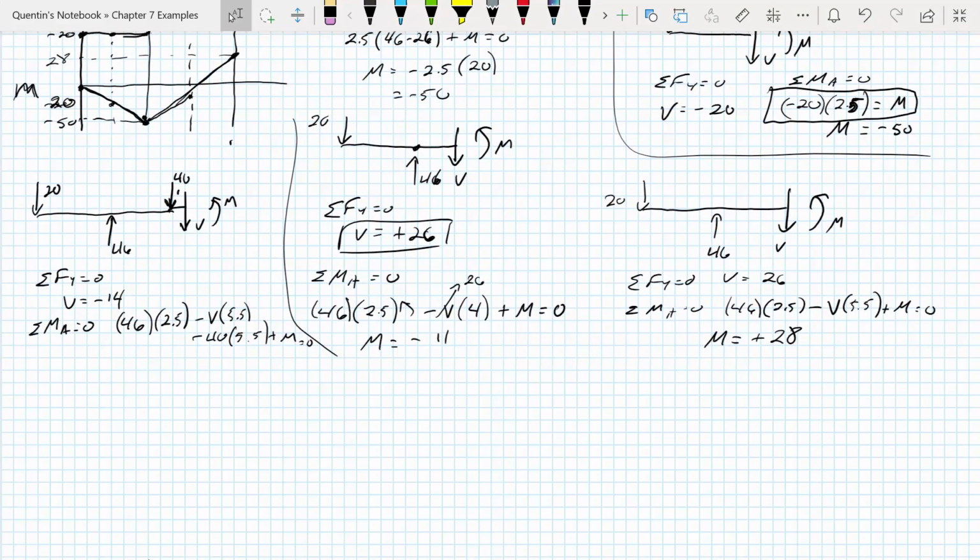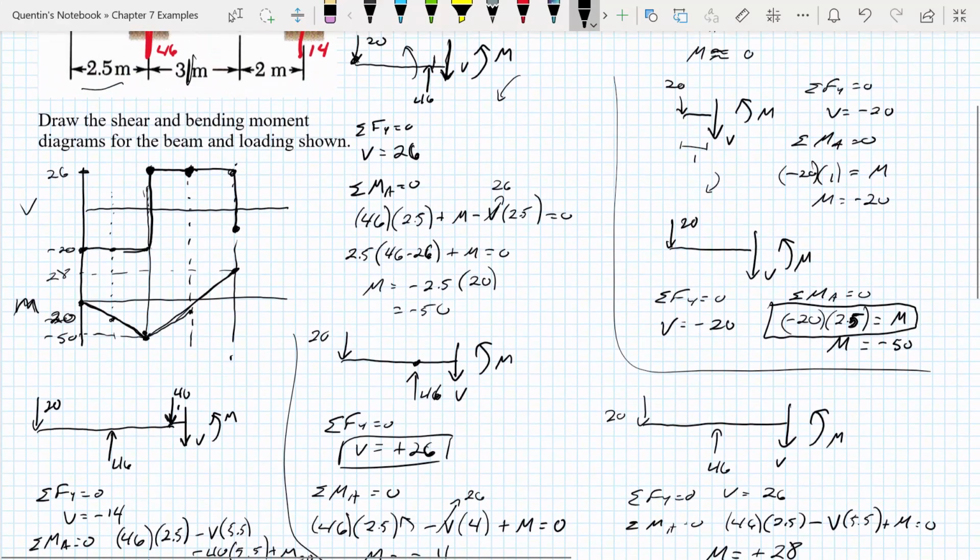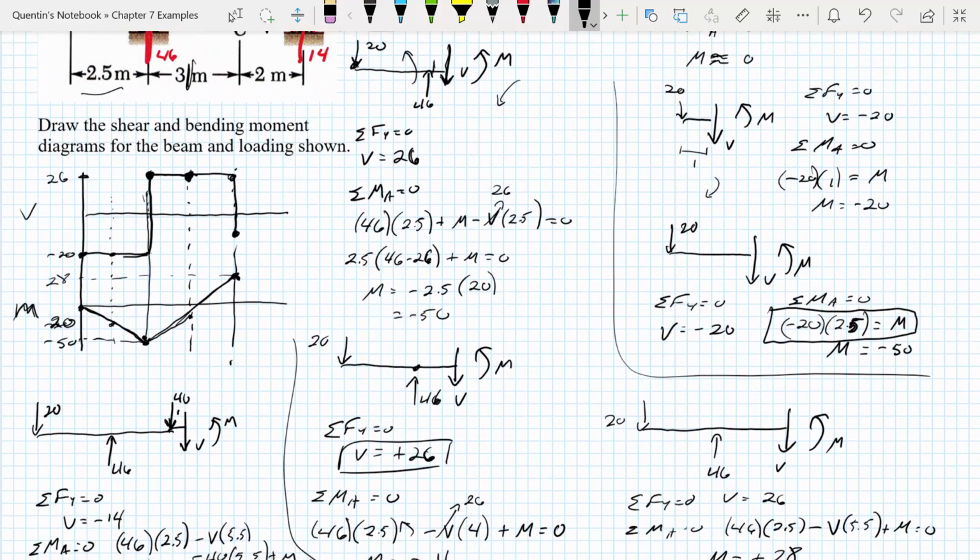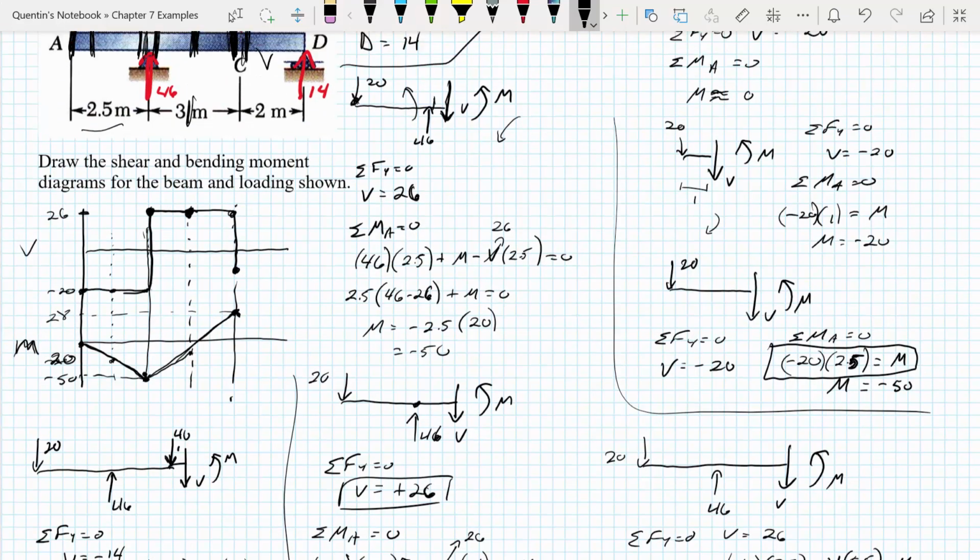So therefore, we get 46 times 2.5 and V, which is minus 14, so 14 times 5.5. That ends up being a positive, right? And then 40 times 5.5, and you subtract that, and we get, hey, who knew? Moment is equal to plus 28. So in other words, just on the other side of here, it hasn't really changed. It's right there. Okay, so let's do one more.